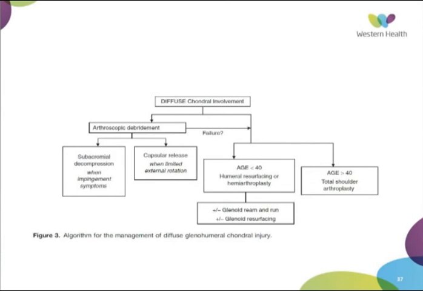If you've got diffuse chondral involvement, then you can do the palliative arthroscopy, you can do a subacromial decompression if there are impingement symptoms, you can do a capsular release if there's contractures around the area, if there's limited external rotation, and again, if they're above 40, the total shoulder arthroplasty is an option, and if they're less than that, the humeral resurfacing or hemiarthroplasty for the humerus can be done, and for the glenoid, the resurfacing is another option that can be used.